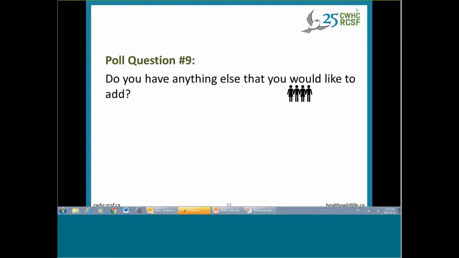Okay, so is there anything else anyone would like to add? You can either type it in, or perhaps, because it's being recorded, people could just make comments. I guess, would this be useful?